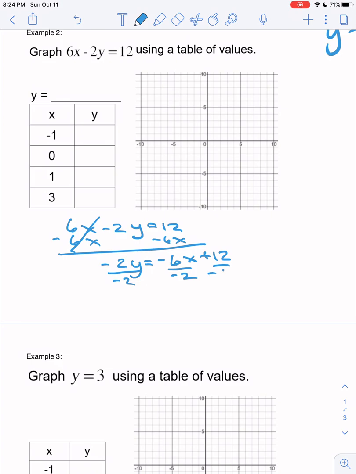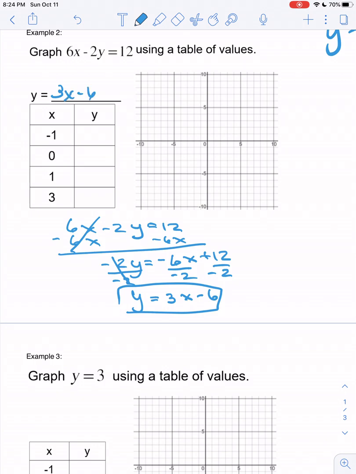It's multiplication, so to get rid of multiplication, we're dividing everything by -2. Negative divided by negative is going to give us a +3x. Positive 12 divided by -2 gives us -6. And now it's going to be a little bit easier to get our table of values. So y equals 3x minus 6.